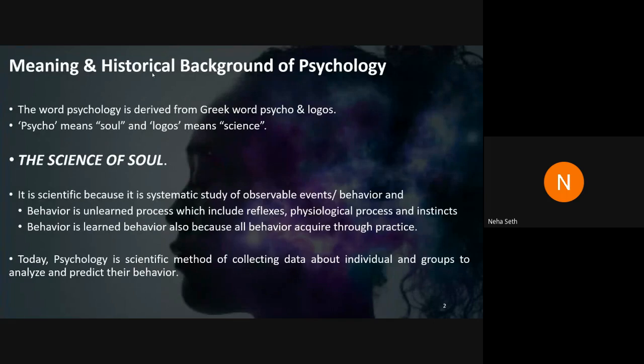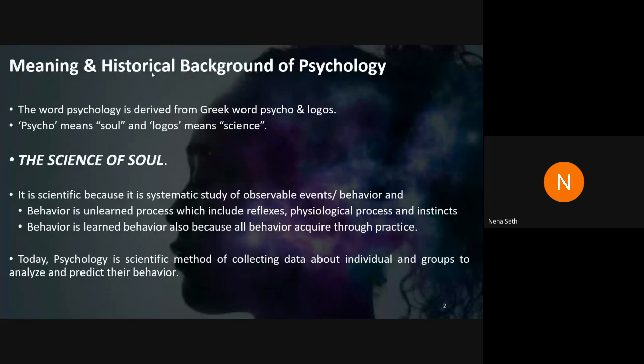Sometimes the behavior is an unlearned process, which includes our reflexes, our physiological processes, our instincts. Suddenly, if I see a snake passing by, my instant reaction will be that I will get scared and take a step back. This is how my reflex is working, this is how my instinct is working. This is unlearned, but my mind automatically behaved in such a manner, understanding that the snake may harm me. So it is a scientific process: a systematic study of behavior which may be learned or unlearned. Both of these are applicable to our classroom psychology as well.